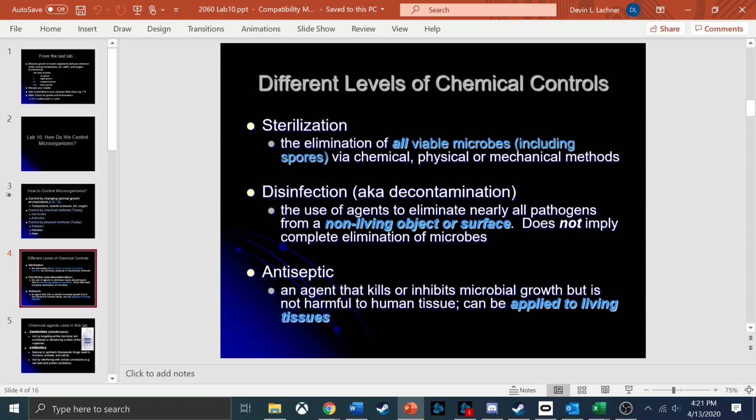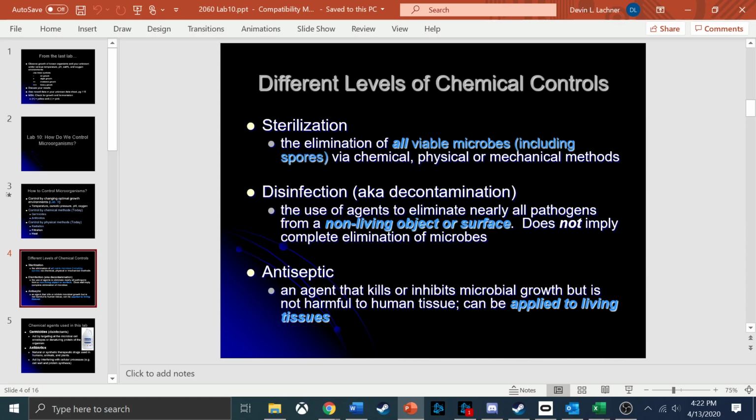Then disinfection or decontamination only eliminates the pathogens, so it's not all of the viable microbes, and this is from a non-living object or surface, okay? It's not going to completely eliminate all microbes, just nearly all of them, like 99.9%.